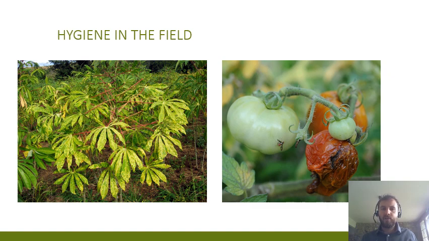And on the right you have flies laying eggs in the tomatoes, and if you leave the rotten fruit like this, the flies will multiply and attack other tomatoes. So if you monitor your field and go often, you can take these rotten fruits away and be sure to limit the spreading of the pest.